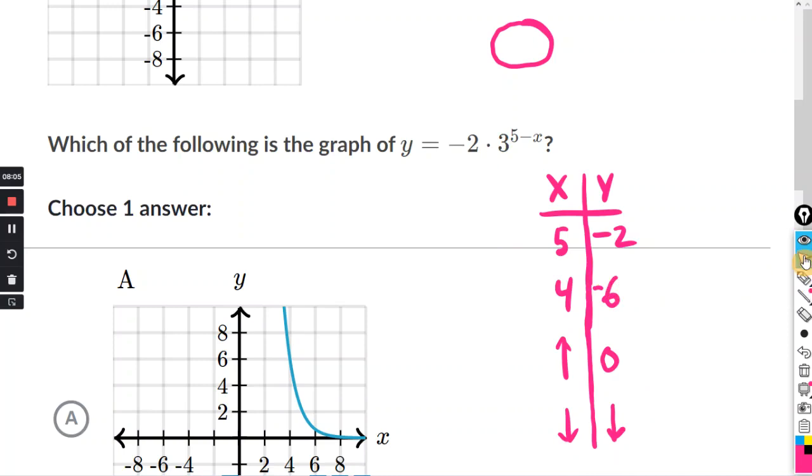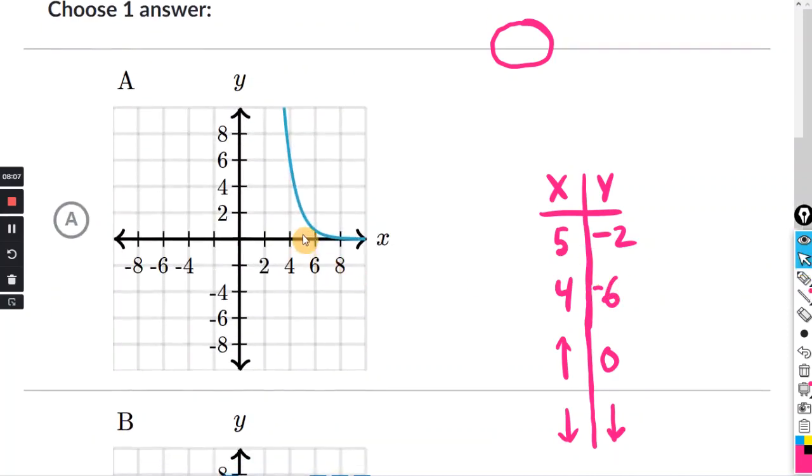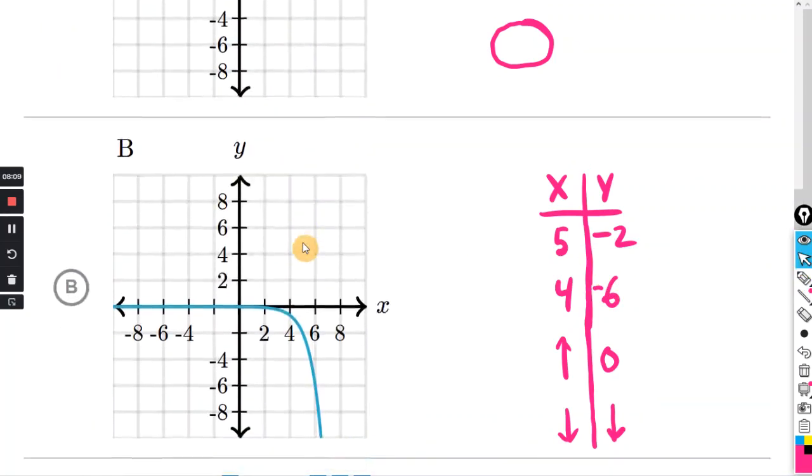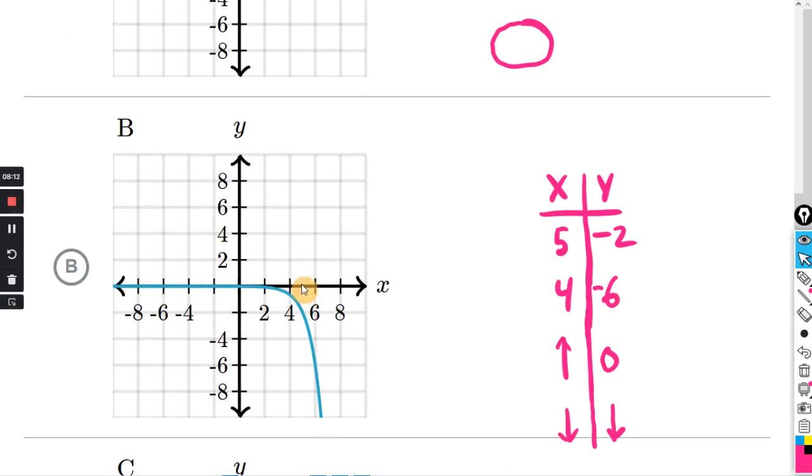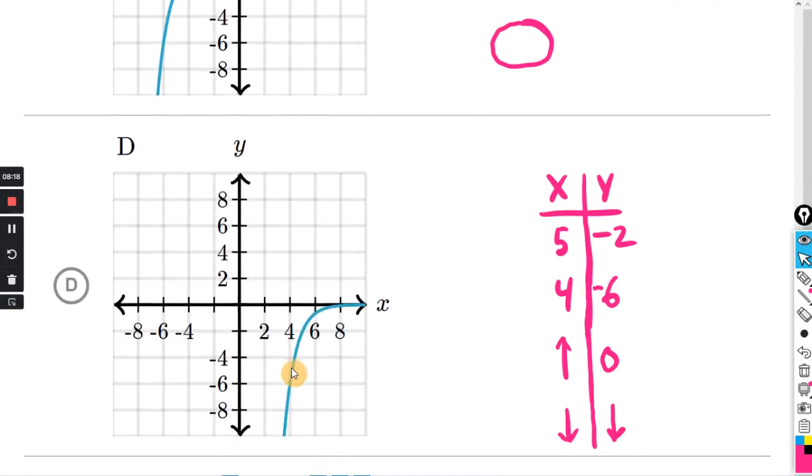All right, let's check again. At 5, it's negative 2. All right, it's not A. At 5, it's negative 2. And then at 4, it's negative 6. It's not B. It's not C. It's definitely D. At 5, it's negative 2, and at 4, it's negative 6. So there you go. This stuff wasn't necessary, but it is good to know.